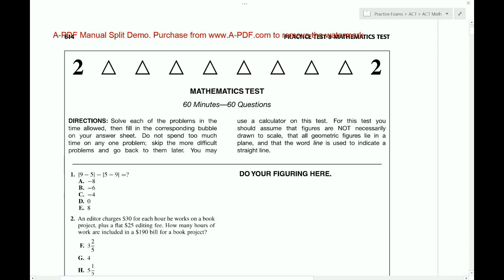Alright, so this is test 8 of the McGraw-Hill 10 ACT practice tests.